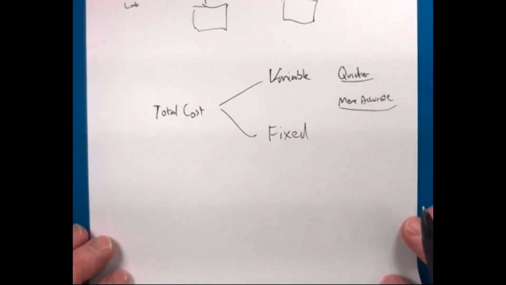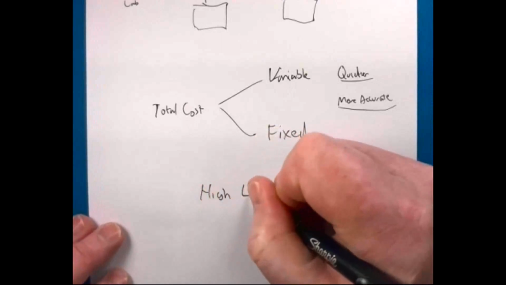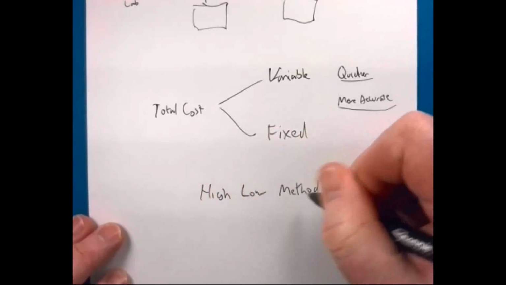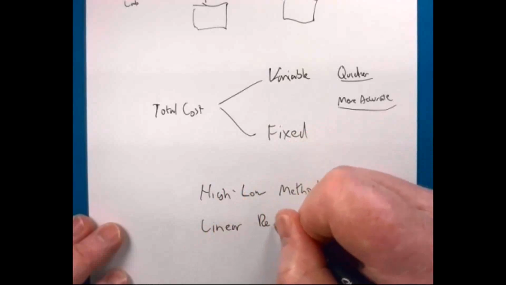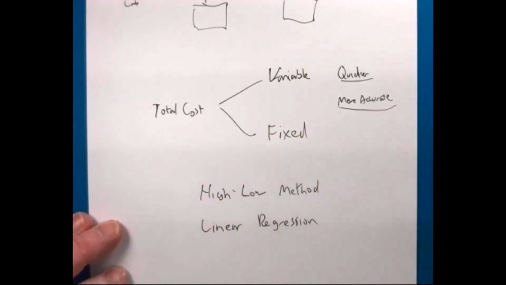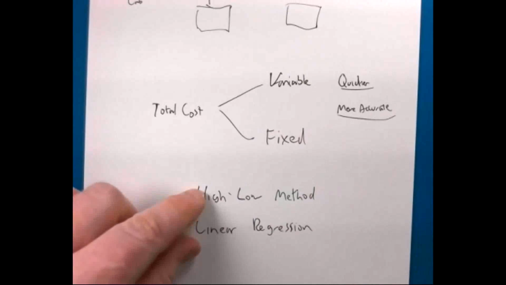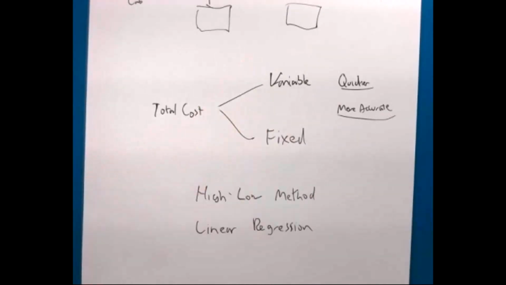The two methods we're going to use are the high-low method and linear regression. These two, we take the total cost and then try to split them up.